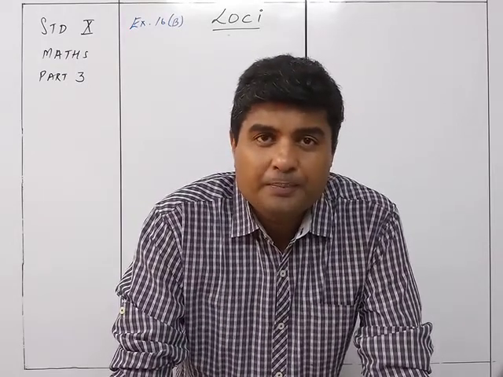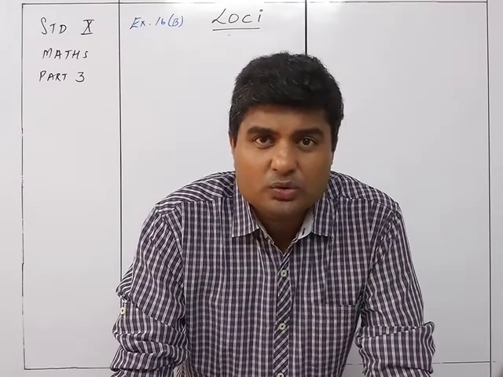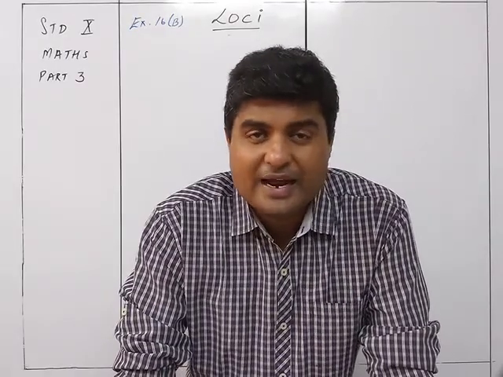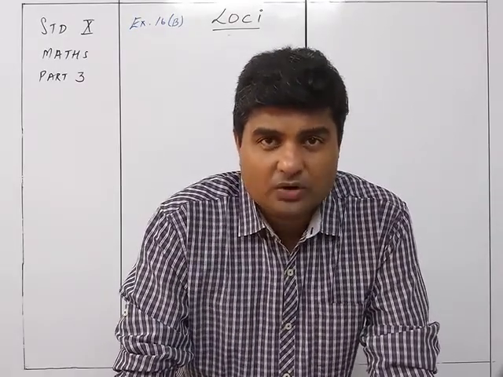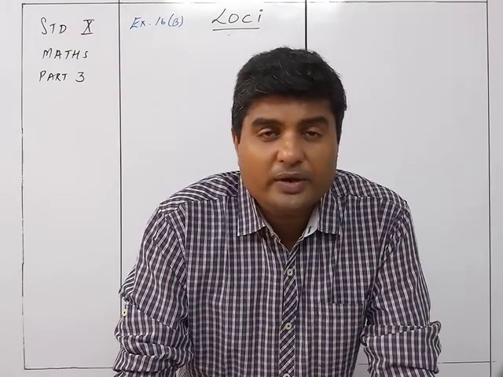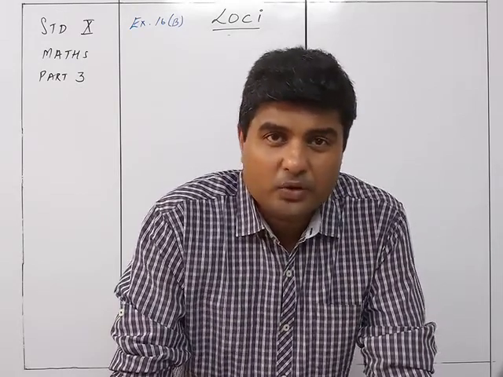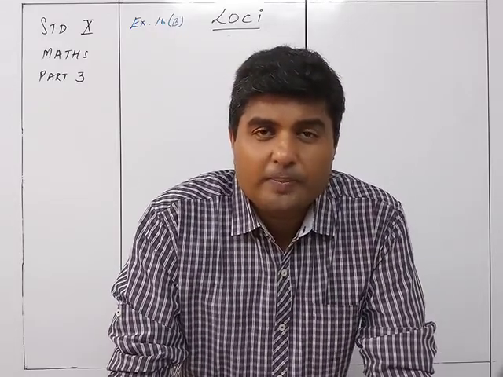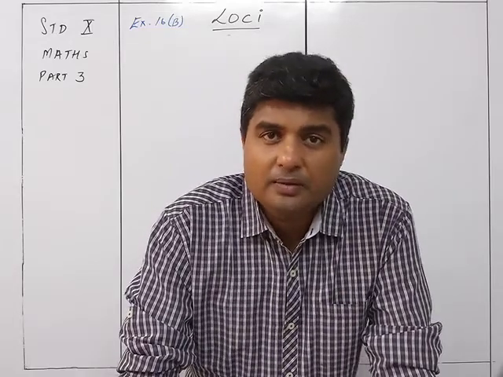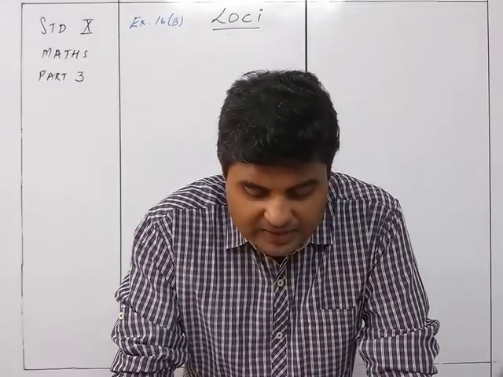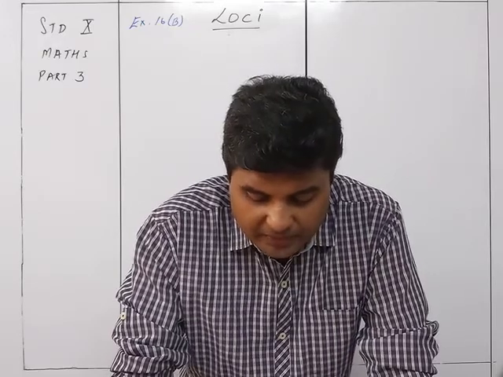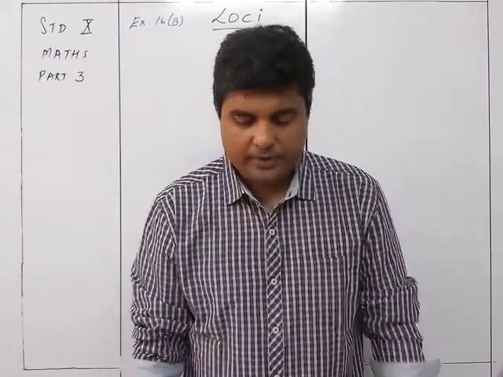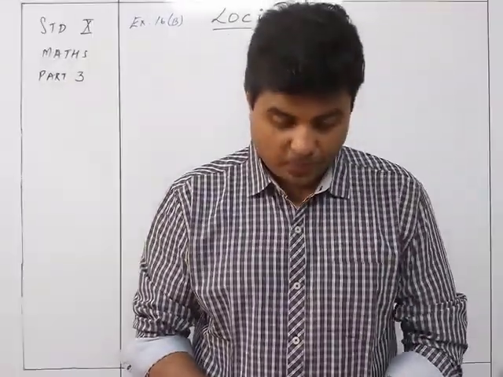So we know that the perpendicular bisector of the chord will be passing through the center, because that is the theorem what you learned in the 9th standard. The perpendicular drawn from center to the chord bisects the chord, or the line joining the midpoint to the center of the chord is perpendicular to it. So that's why the perpendicular bisector of the chord will be the diameter. So accordingly, the eighth one will be the diameter which is perpendicular to the chord obtained on joining the two fixed points.